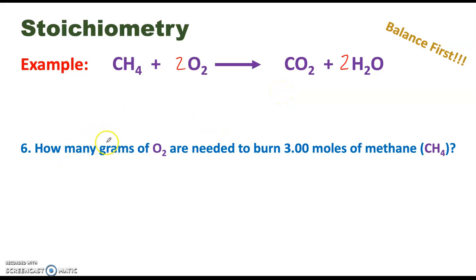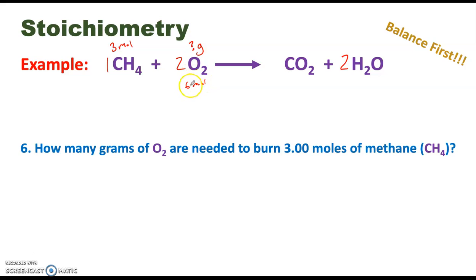Now, like I always do here, how many grams of O2? So it's asking for question mark grams. How many grams of oxygen are needed to burn 3 moles of methane? So it gives me 3 moles of this. It says how many grams are needed to burn that. When these react, they react in a 1 to 2 mole ratio. So I know already that if I have 3 moles of this, I'm going to need 6 moles of this, because it's double. This is a 1, this is a 2, a 1 to 2 ratio. So 3 moles of this will require 6.